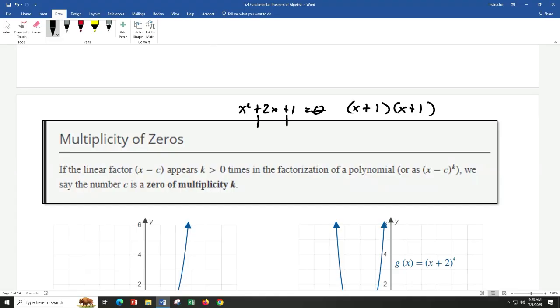What did I just get? x plus 1, or what? x plus 1 squared. You see what I just did there? So can I get an x minus c and have it be greater than a power of 1? Hopefully I just proved that to you. Could I get x plus 1, x plus 1, x plus 1?